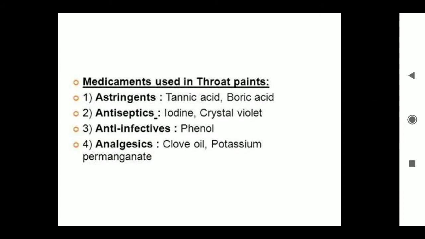Next, analgesics. Analgesics are defined as agents used to reduce pain. Examples: clove oil and potassium permanganate. These are the various types of medicaments used in throat paints.